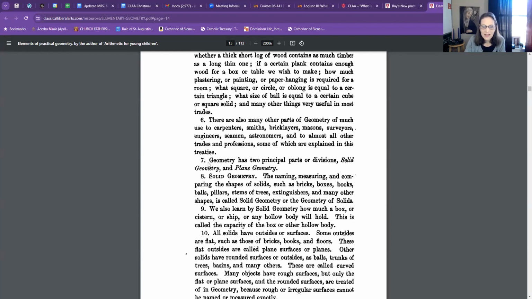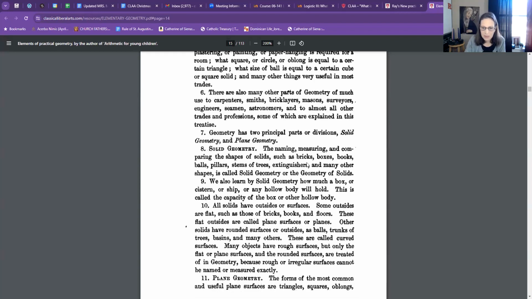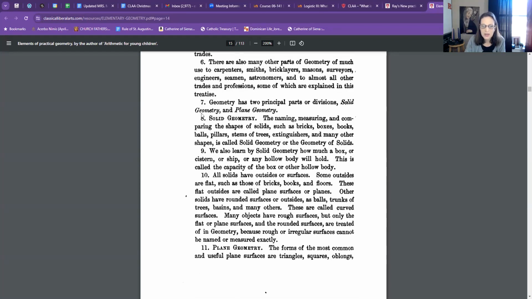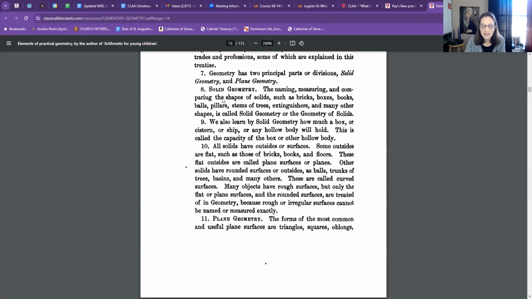So right here in number 7, geometry has 2 principal parts or divisions: solid geometry and plane geometry. And you're going to learn what those mean. So let's read the next part about solid geometry. Solid geometry: the naming, measuring, and comparing the shapes of solids such as bricks, boxes, books, balls, pillars, stems of trees, extinguishers, and many other shapes is called solid geometry, or the geometry of solids. So you see, the geometry of solids is actual physical shapes, like a brick, like a box, like a book. We're going to measure the solid things that have shape to them.